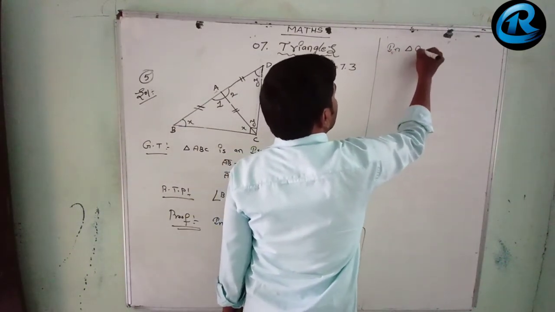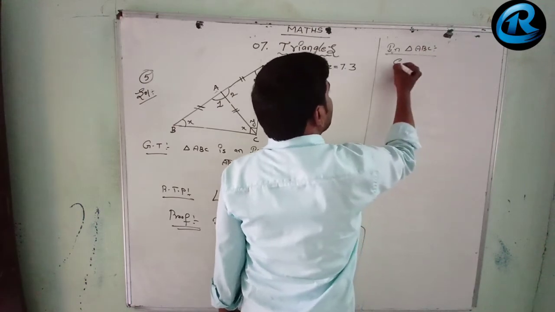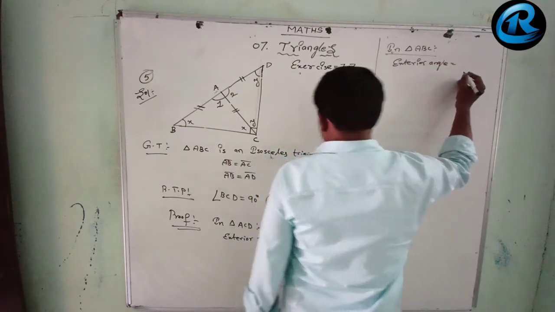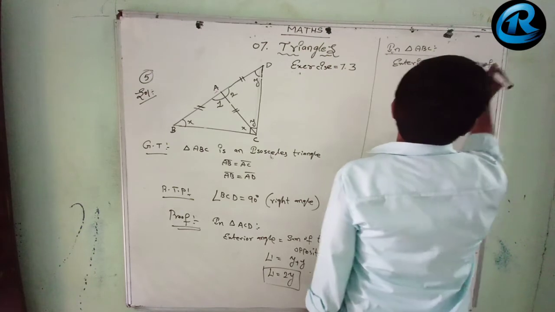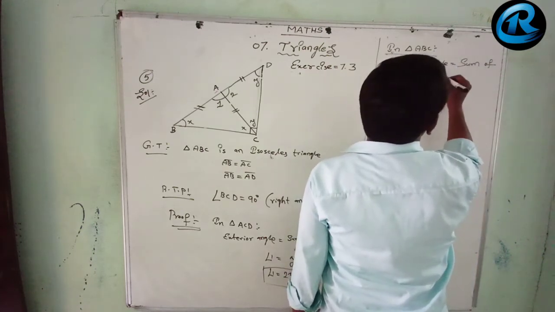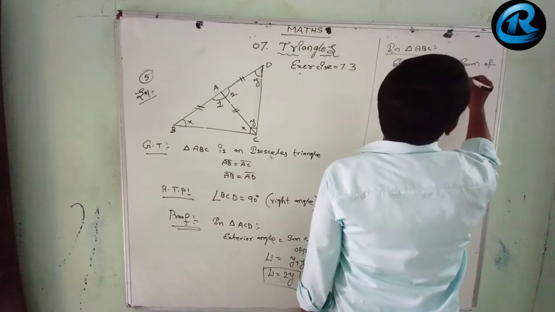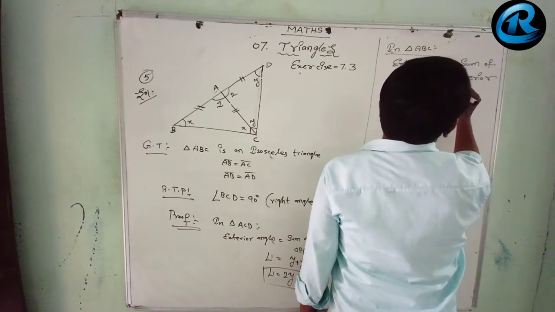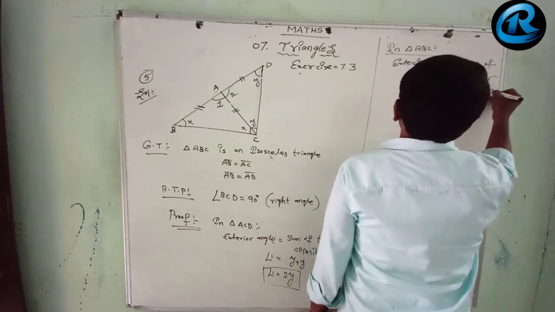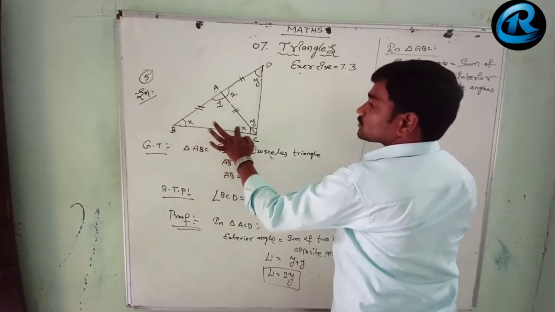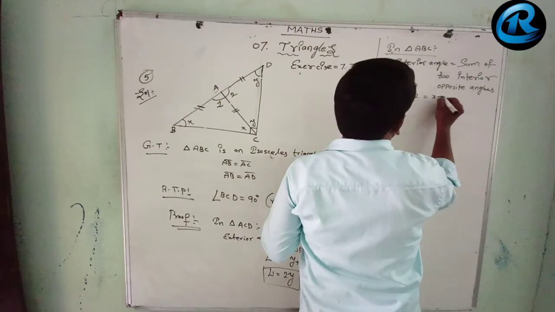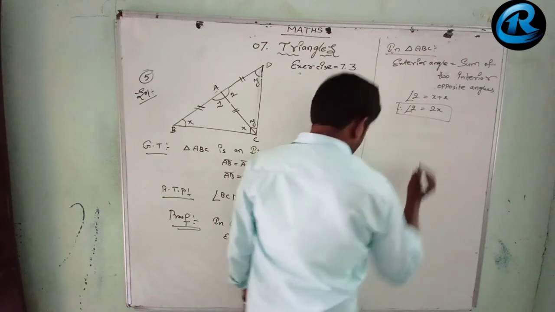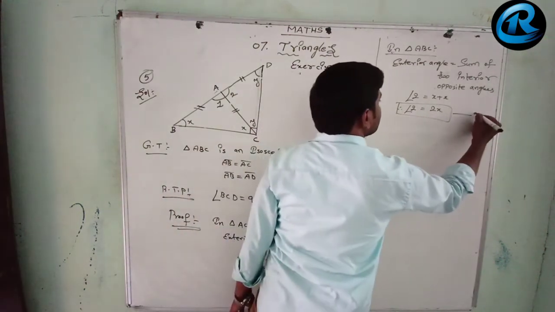Now in triangle ABC, again, the exterior angle is equal to the sum of the two interior opposite angles. So here angle 2 is equal to angle x plus angle x. So angle 2 equals x plus x, which is 2x. Now this gives us equation number 1 and this gives us equation number 2.